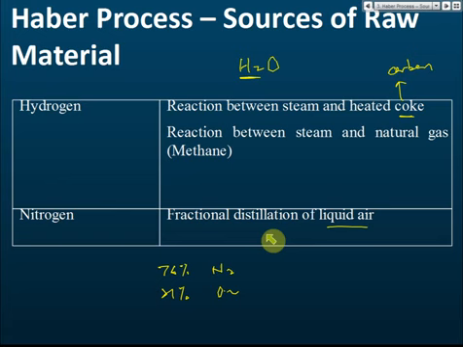You just need to know that we get the nitrogen from the air, and to separate this nitrogen from the other gases, we compress it to become liquid, and then we do fractional distillation to separate the liquid nitrogen from the other gases. So hydrogen from steam, nitrogen from the air. Those are the sources of raw materials in the Haber process.